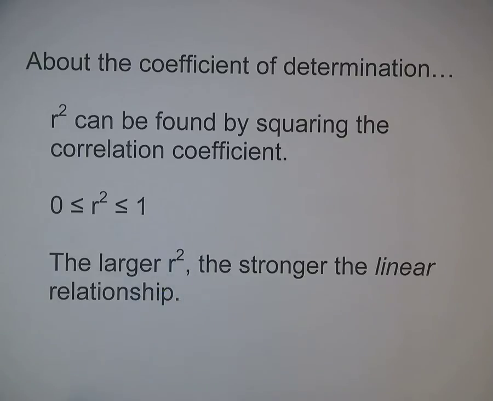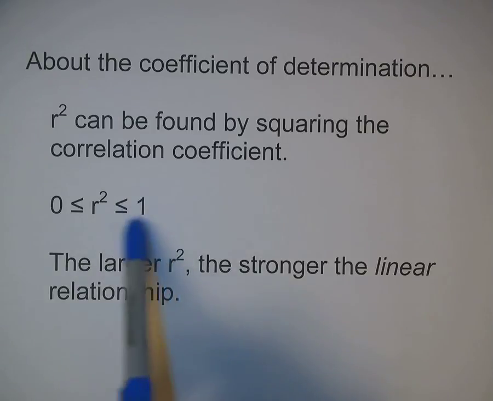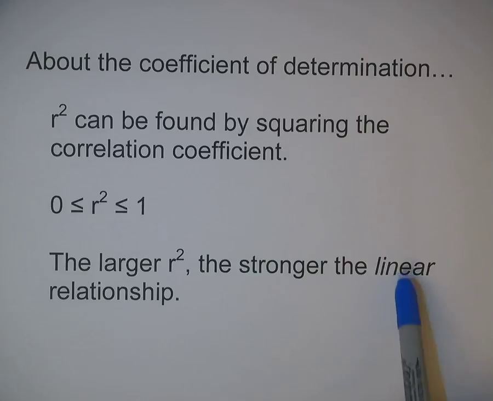This is really why you calculate R squared. If R squared is very high, you know that a linear model is going to fit the data very well. If you have a low value of R squared, maybe a curve is a better fit, or maybe there's just not a very good association at all. But the higher that value of R squared, the closer it is to 1, the stronger the linear relationship.